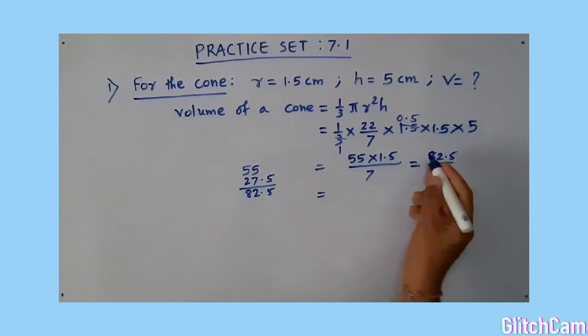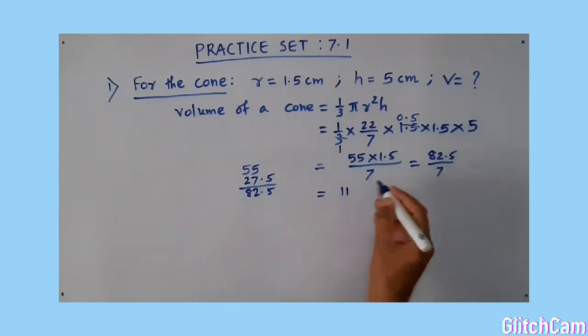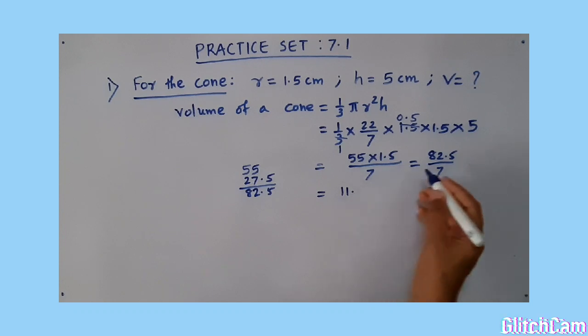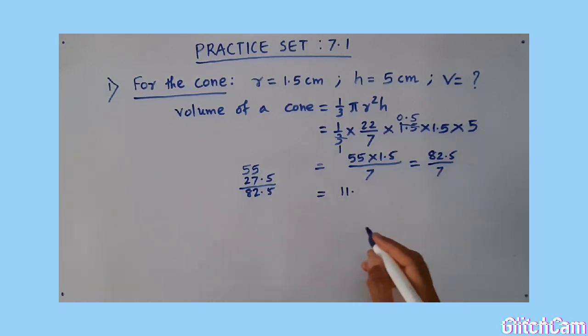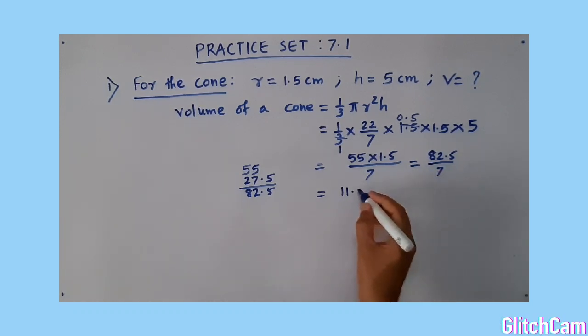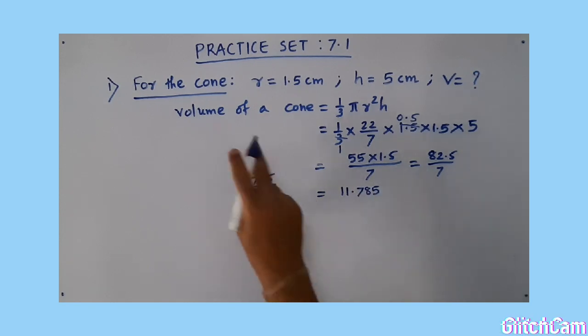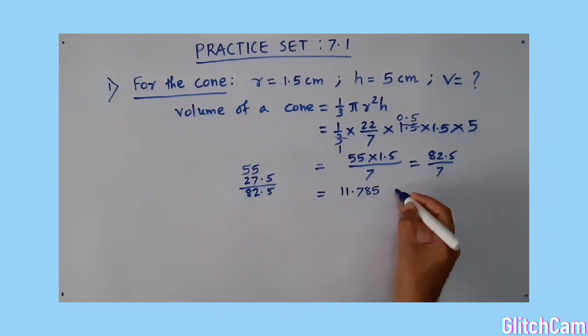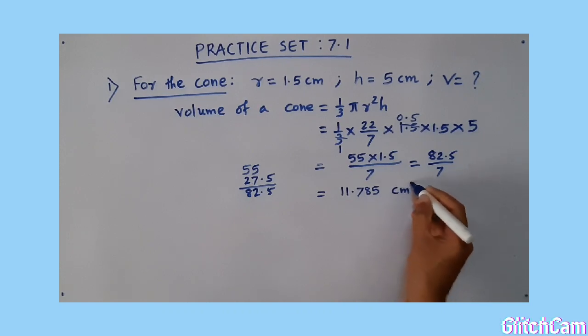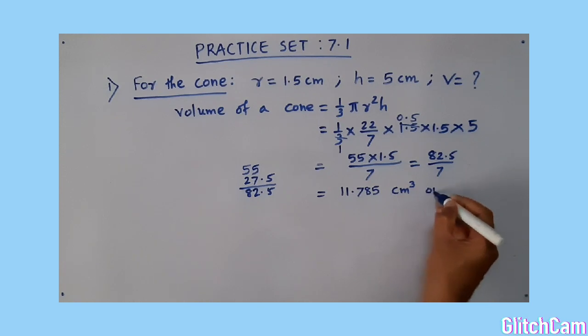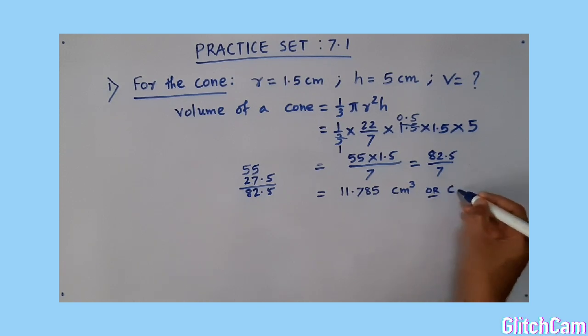7 ones are 7. So 1. Then 12. 7 ones are 7. Then 5 remainder. 7 sevens are 49. So when we divide it, we will get 11.785. And this is the volume of the cone, and volume of the cone is measured in centimeter cube. So we write either centimeter cube, or if you don't want to write centimeter cube, we can write cu cm, which stands for cubic centimeter.